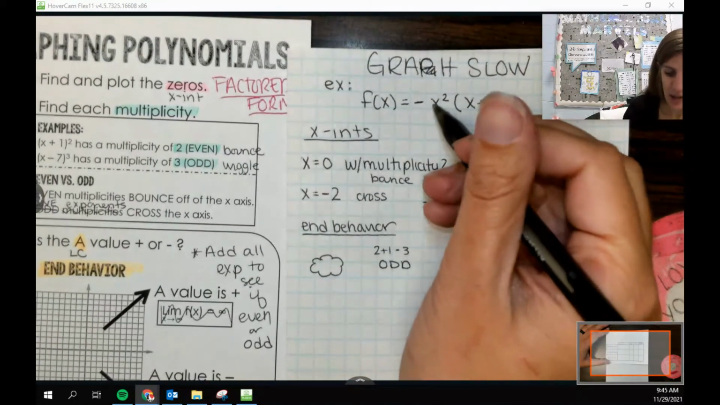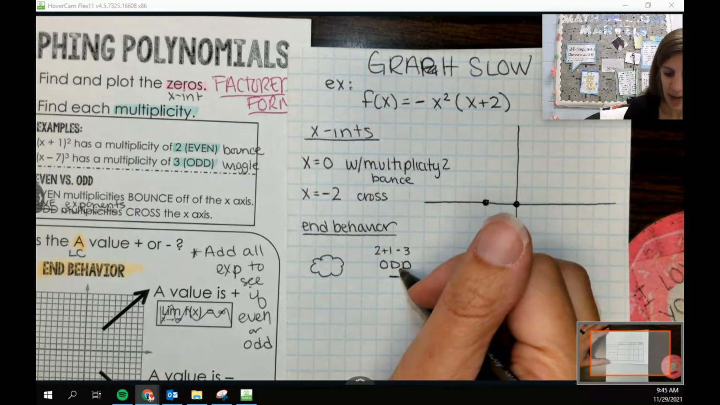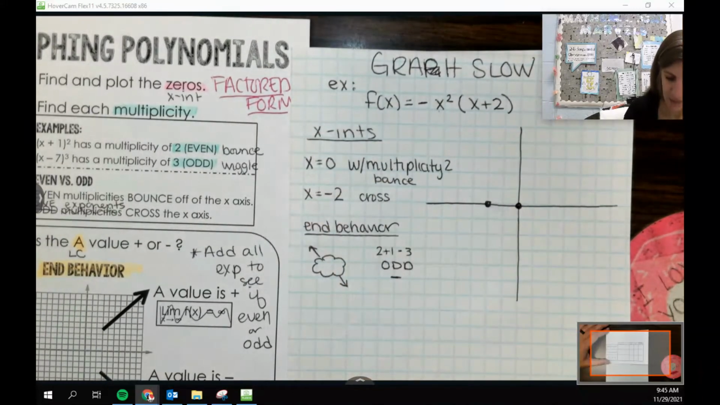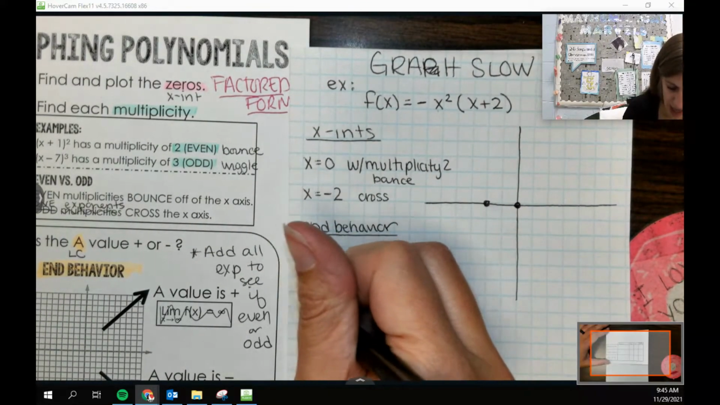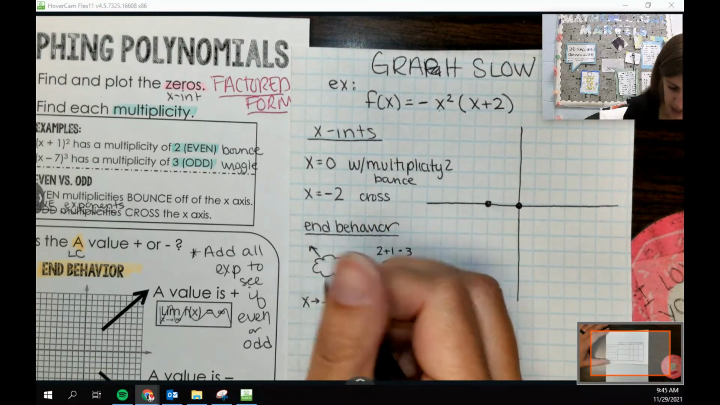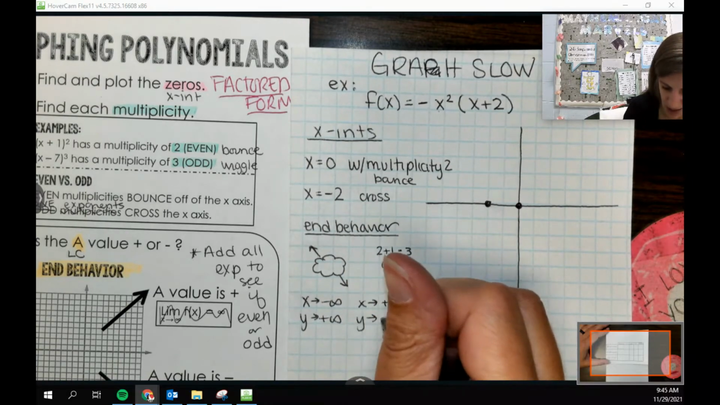And then I also need to look at the leading coefficient, which is negative. So odd, like a line, and a negative sloping line is going to look like this. Okay, so that would be x goes to negative infinity, x goes to positive infinity, and when we're negative, y is going up, and when we're positive, y is going down.